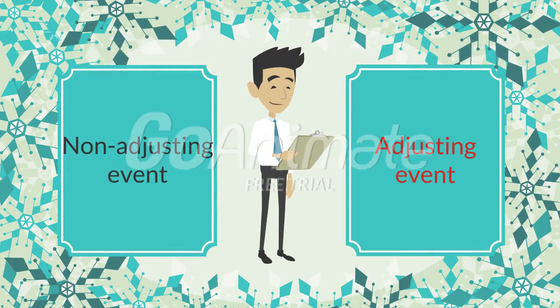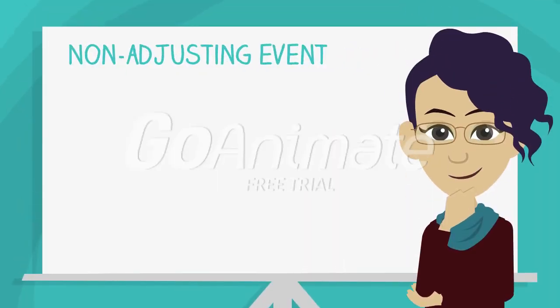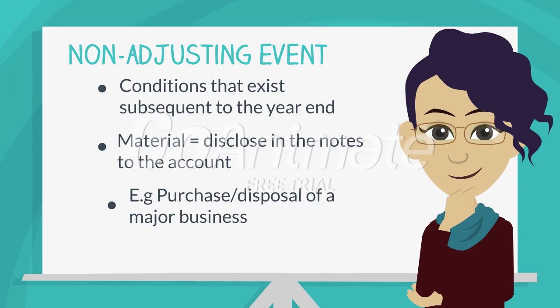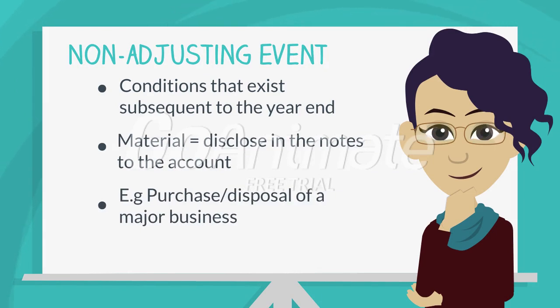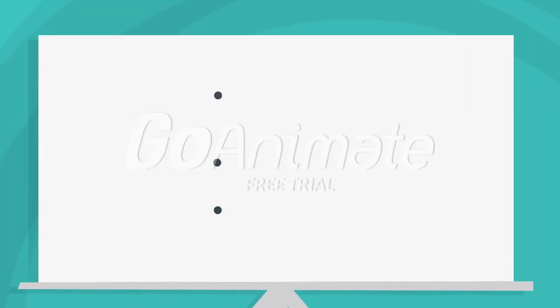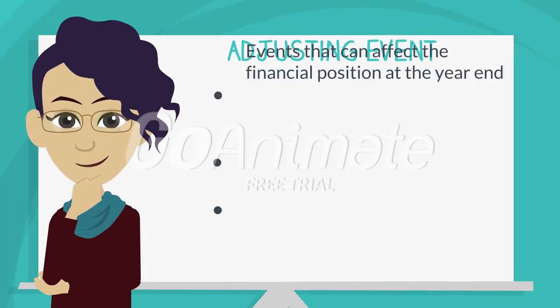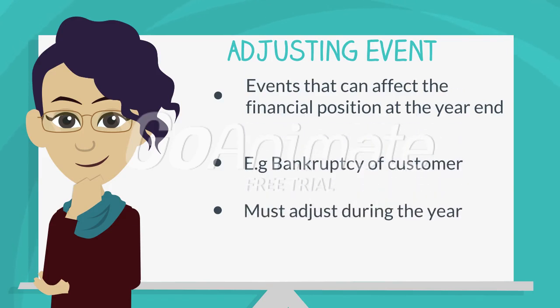There are two types of subsequent events, which are non-adjusting events and adjusting events. Non-adjusting events are conditions that exist subsequent to the year end. If material, they need to be disclosed in the notes to the accounts. For example, purchase and disposal of a major business. An adjusting event is an event that can affect the financial position at the year end. For example, the bankruptcy of a customer after the year end must be adjusted during the year.